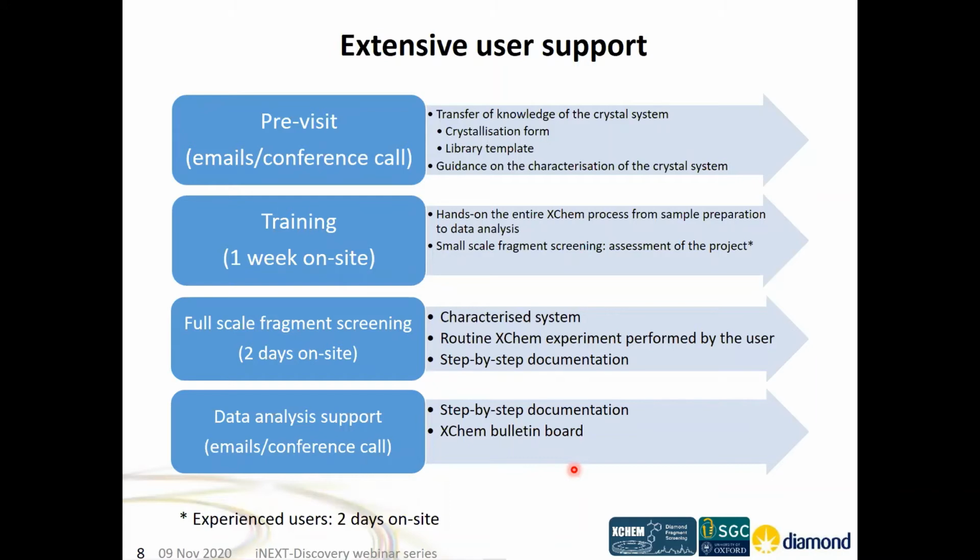The way we transfer that information and knowledge is usually through the crystallization form. We have a crystallization form that we request you to fill in, giving us as much detail as possible so that we understand how your system works. And then we also tell you how things might or might not work with our pipeline.